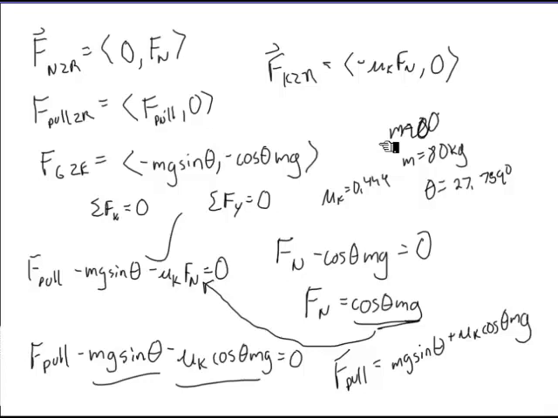I screwed something up. Give me a second. Times sine 27.59. All right, so I'm getting a number that's far too big. I got 673. Okay, so let's see if I made a mistake. Let me check my algebra. There could be an issue with the problem.